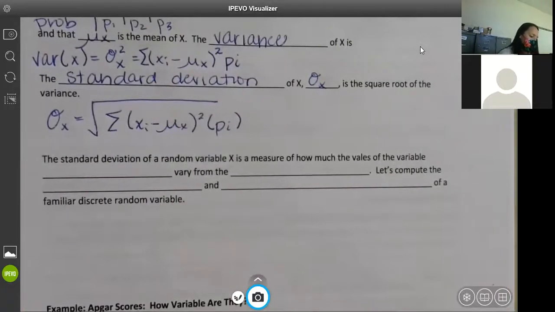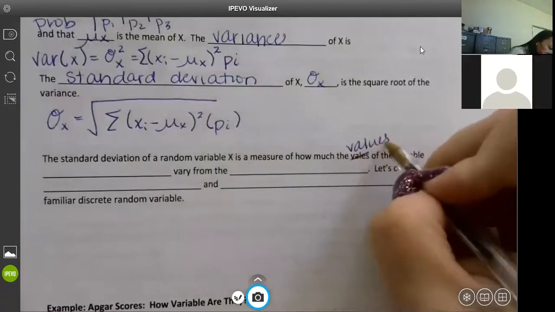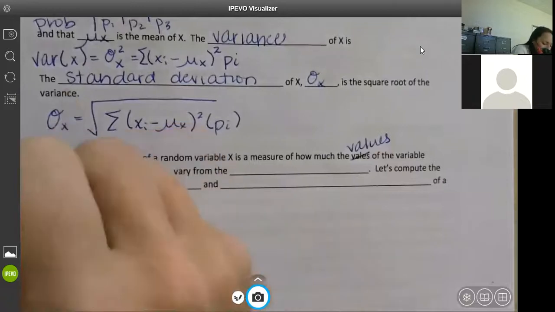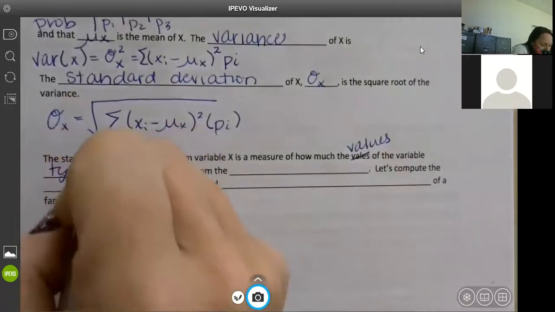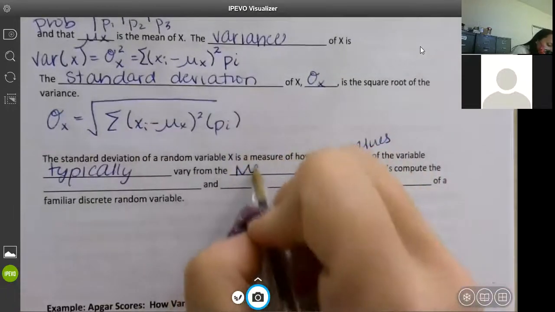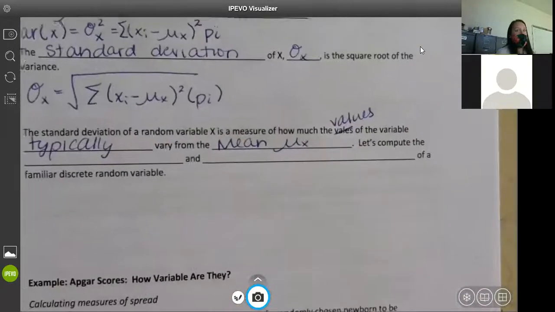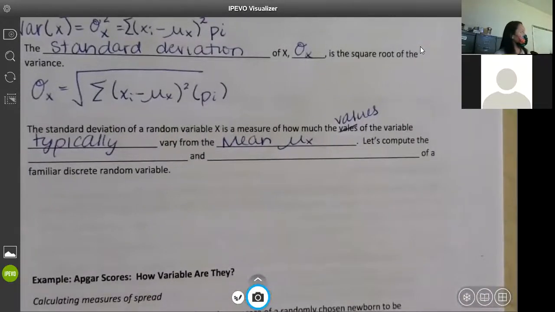So the standard deviation of a random variable X is a measure of how the values of the variable typically vary from the mean, which is mu of X. So think about that when we had to interpret the standard deviation. It typically varied from the mean by the amount of the standard deviation.